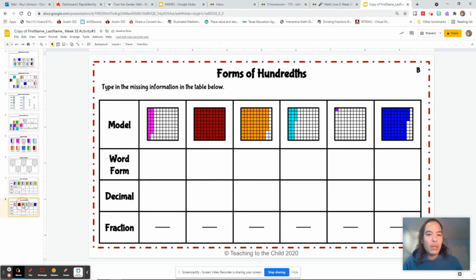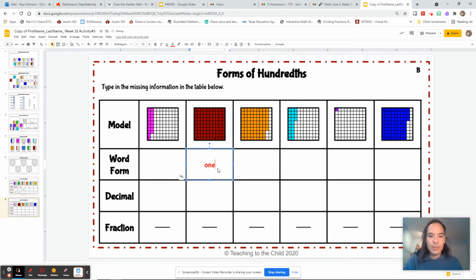All right. And then this last one, same exact thing, except they did not give you any information except for the pictorial one. So, 1 decimal, 1 and 0 tenths, 1 over 1 here. That's a whole word form. On this one, we'd have 1 tenth plus 8 hundredths, so like 18 hundredths. Decimal form would be 18 hundredths. Fraction form would be 18 over 100. All right, so there's basically how to do each page.